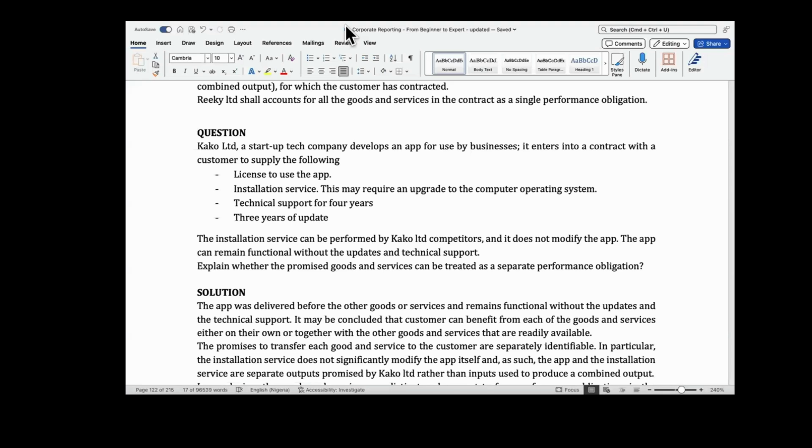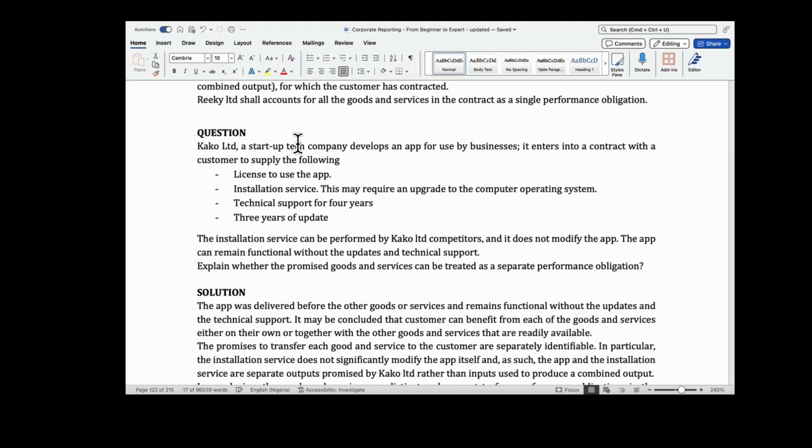The installation service can be performed by Kalu Limited competitors and it does not modify the app. The app can remain functional without the updates and technical support. Explain whether the promised goods and services can be treated as a separate performance obligation.